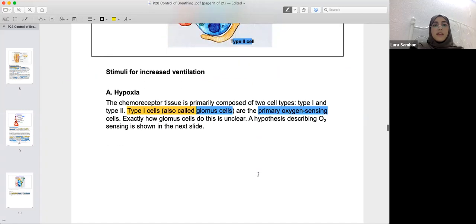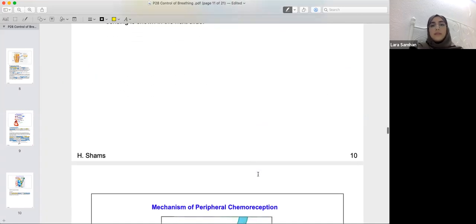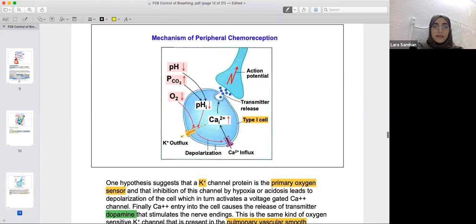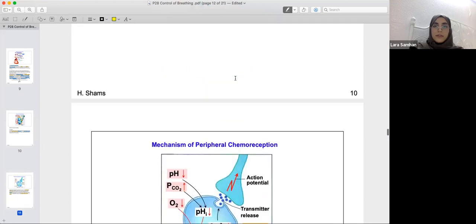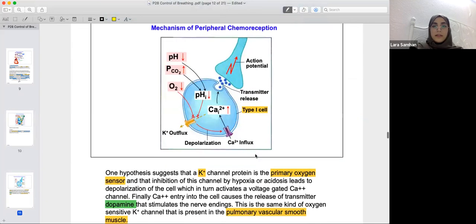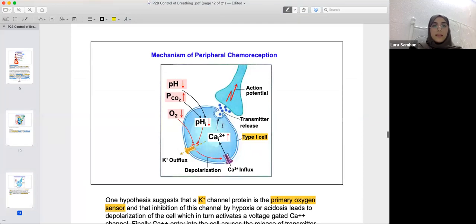Now, they said at the beginning it's quite unclear, but they had a hypothesis, which is basically this figure. This circle is type 1 cell, and this is a nerve, which is the carotid sinus nerve. So we will focus on this type 1 cell and this nerve. Now they said, how does this thing happen?